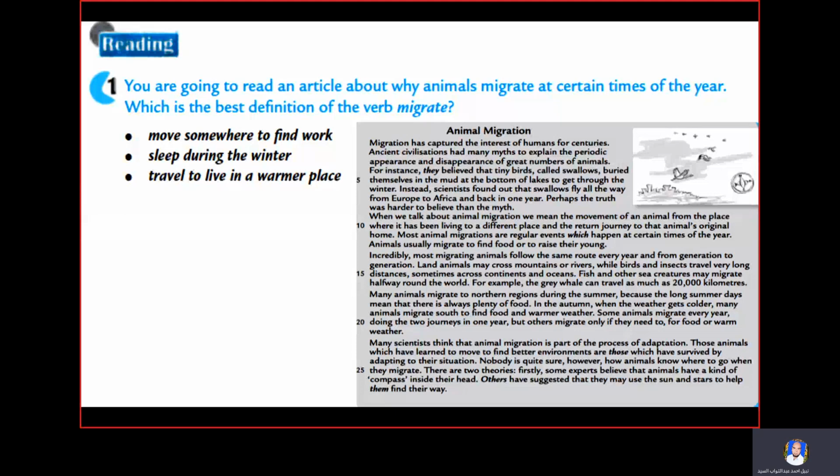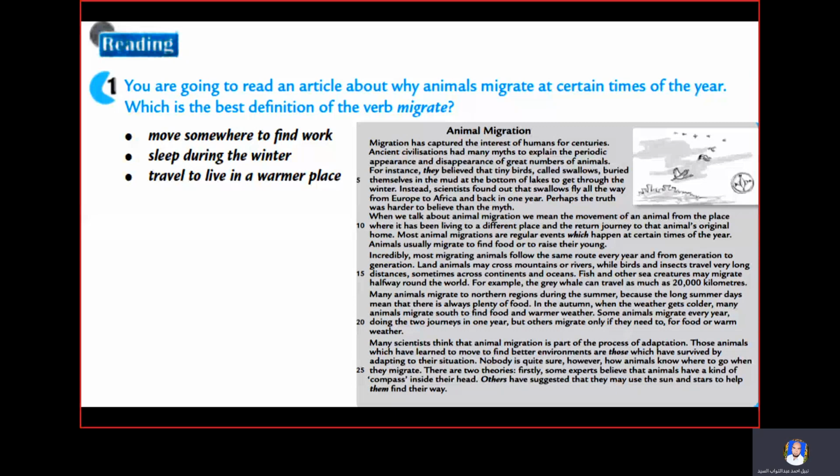Many scientists think that animal migration is part of the process of adaptation. Those animals which have learned to move to find better environments are those which have survived by adapting to their situation. Nobody is quite sure, however, how animals know where to go when they migrate. There are two theories. Firstly, some experts believe that animals have a kind of compass inside their head. Others have suggested that they may use the sun and stars to help them find their way.